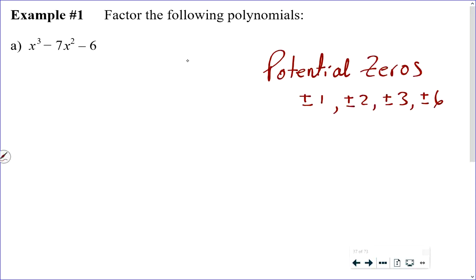So imagine that this is a written response question, and you've explained that I'm looking at potential zeros. Our notebook says minus 7x, not 7x squared. Your notebook says minus 7x? Yeah.